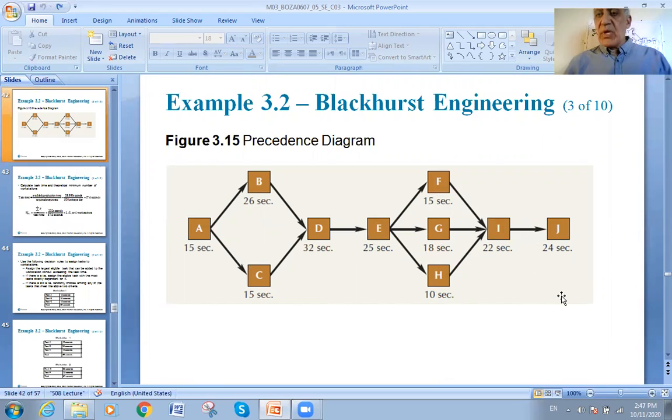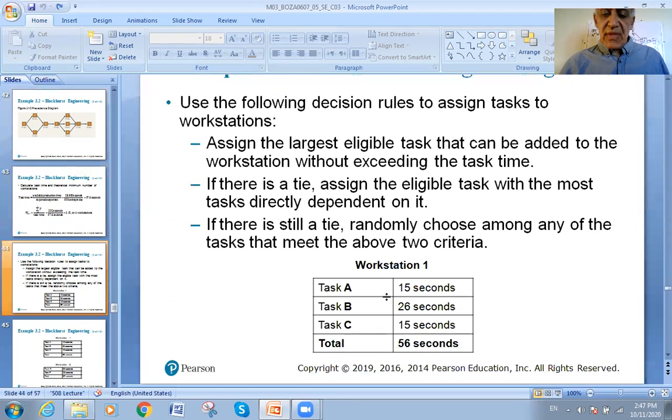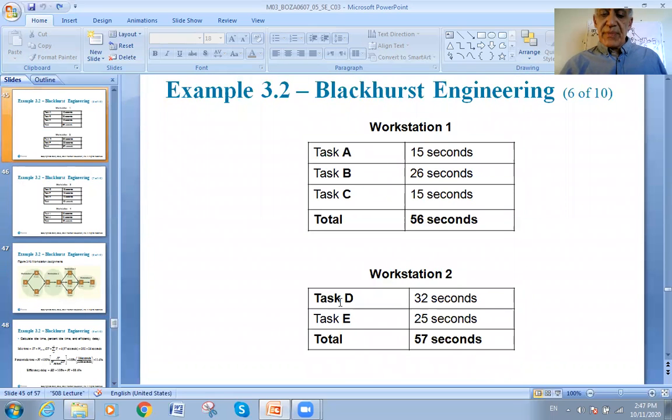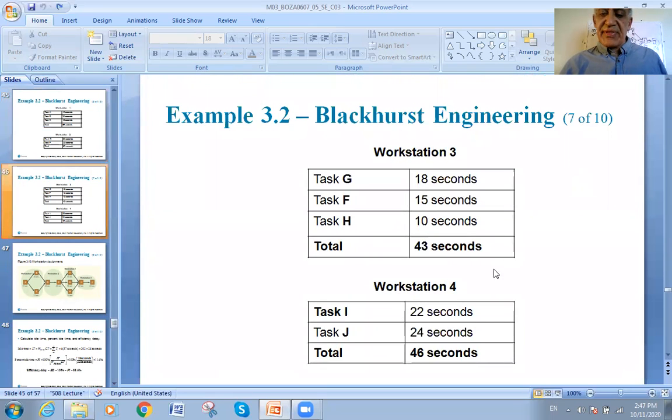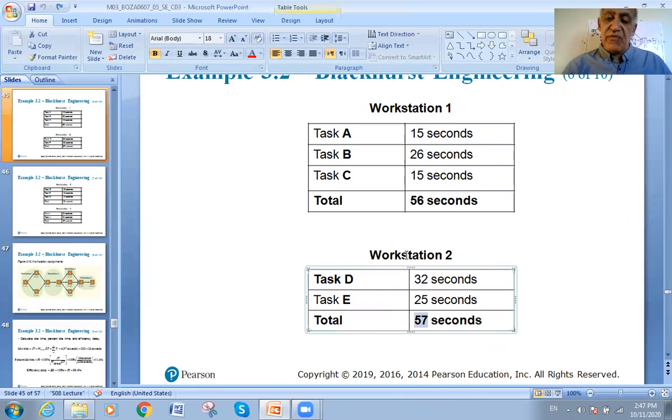We will make an addition for every one of them. 15 plus 26 plus 15: A is 15 seconds, B 26, C 15, they are 56. Then the same thing for station 2, D and E together, then for station 3, then for station 4. Then I will take the largest number of the stations. The largest number is 57, of workstation 2.